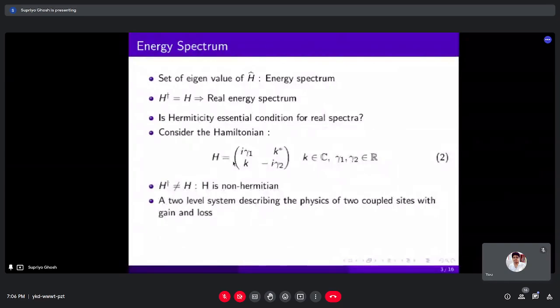The set of eigenvalues of H, the Hamiltonian operator, is the energy spectrum. As we know, the eigenvalues of a Hermitian operator are real, so for a real spectrum, we need a Hermitian Hamiltonian operator. But here we discuss the question: is hermiticity an essential condition for the real spectra? So let's start with an example. Consider the Hamiltonian H as shown in equation 2.